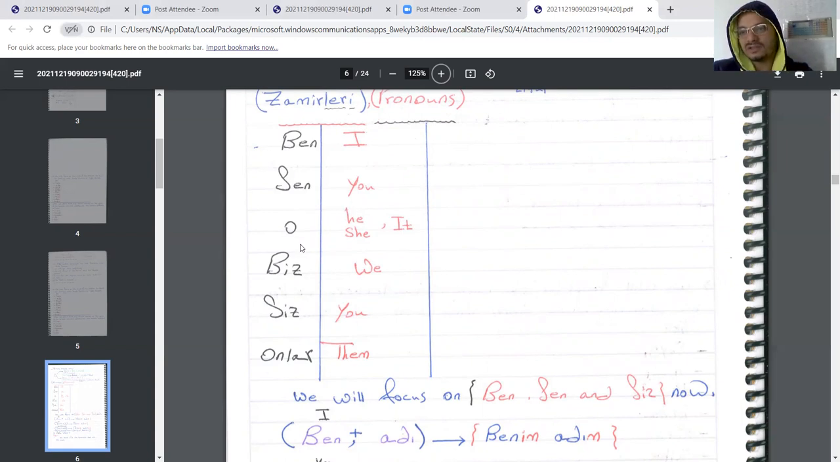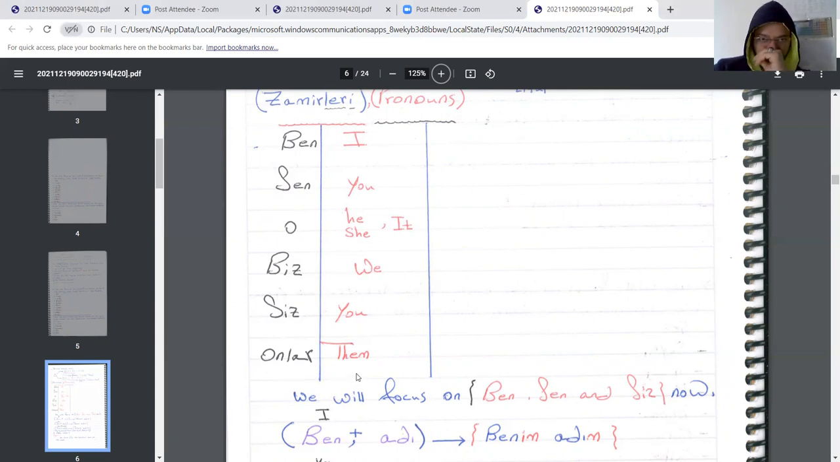Here, we don't have any difference between male and female, so we will say o, a general o, he or she, without any difference. When we translate any speech, we will face some difficulties here, because you must know from the context, from the statements, from these few words, whether the speaker talks about a girl or a man or what, because he will always use o. This is easier for us from one side and difficult from another side. Biz, we, that's just my opinion. Biz, we, siz, you, onlar, them.